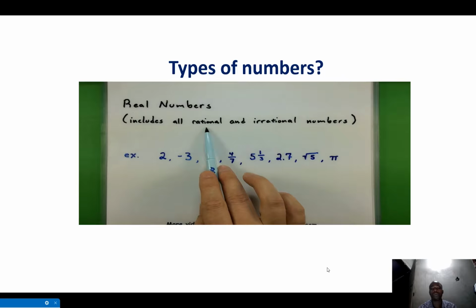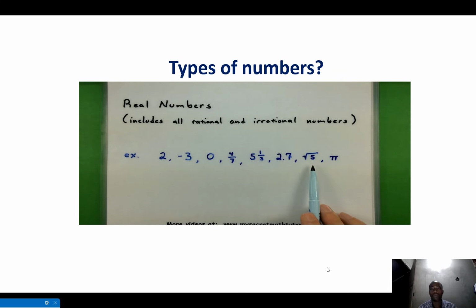Now, since it contains the rational numbers, you'll also see numbers that can be written as a fraction. Stuff like 4/7, 5 1/3, 2.7. Since all of these can be written as a fraction, those are rational, and the real numbers contain all of the rationals, so that's why they're in the group. And lastly, it contains all of our irrational numbers. So things like the square root of 5 or pi, yep, those are also considered real numbers.